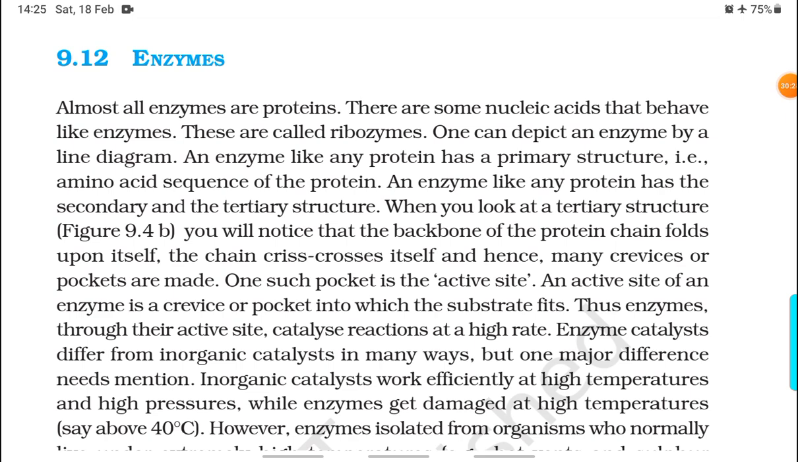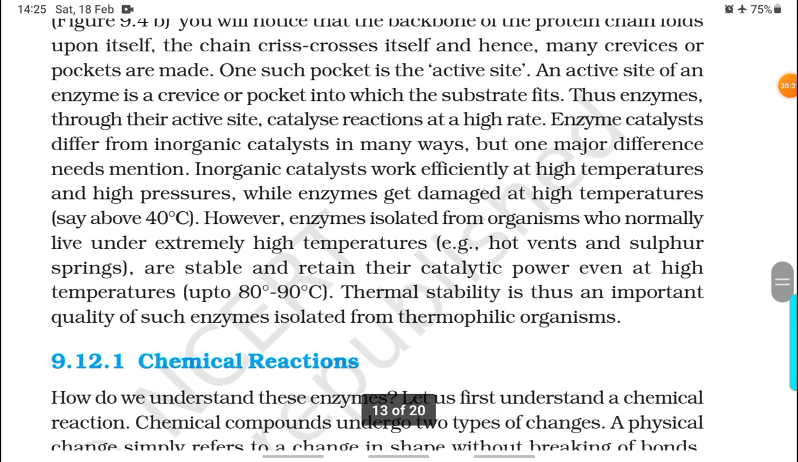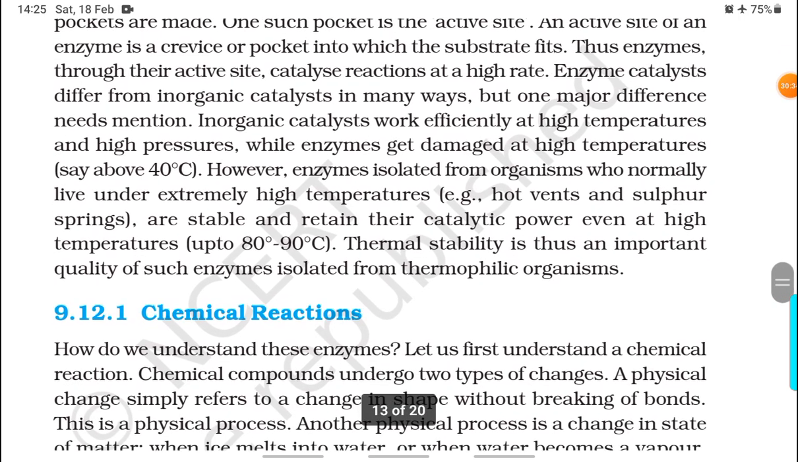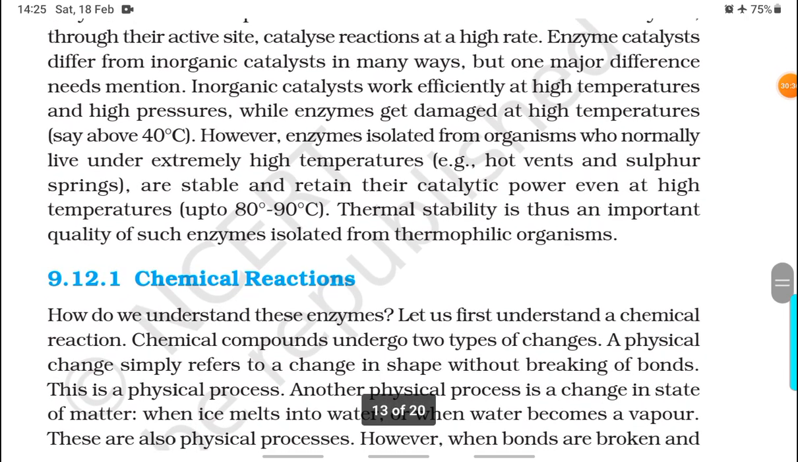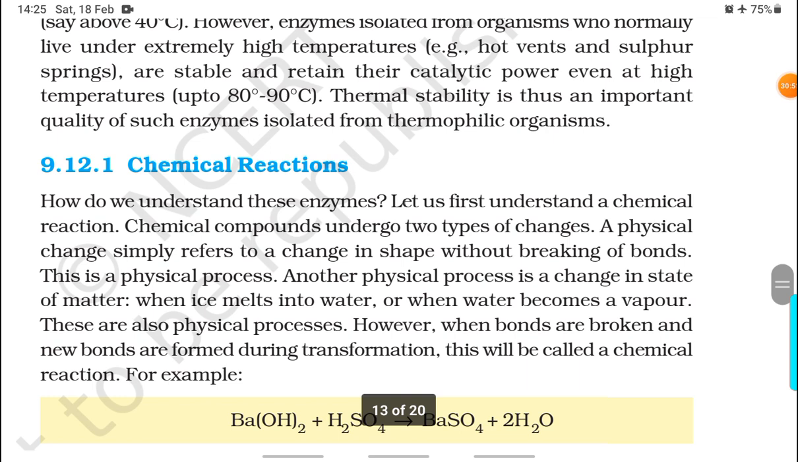Enzyme catalysts differ from inorganic catalysts in many ways, but one major difference needs mention. Inorganic catalysts work efficiently at high temperatures and high pressures, while enzymes isolated from organisms who normally live under extremely high temperatures, that is, hot vents and sulfur springs, are stable and retain their catalytic power even at high temperatures up to 80 to 90 degrees Celsius. Thermal stability is thus an important quality of such enzymes isolated from thermophilic organisms.